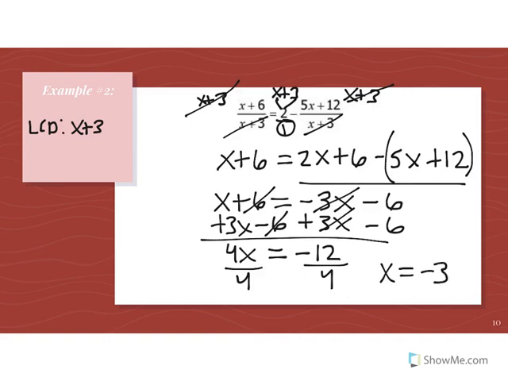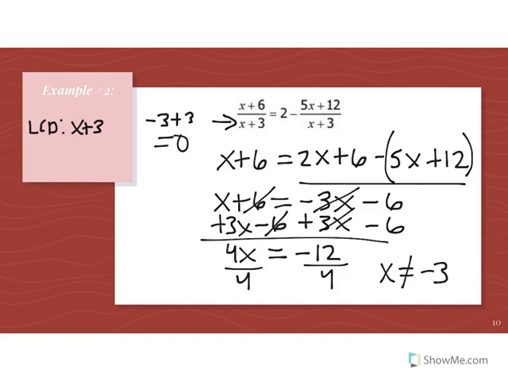Okay, so now our last step is just to go back to our original equation to check and see if our solution actually is a solution. Or does it make our denominator equal 0? Well, guess what? When I plug in negative 3 for that x, negative 3 plus 3 is equal to 0. So this negative 3 is actually not a solution. It will not work because it just made our denominator equal 0.